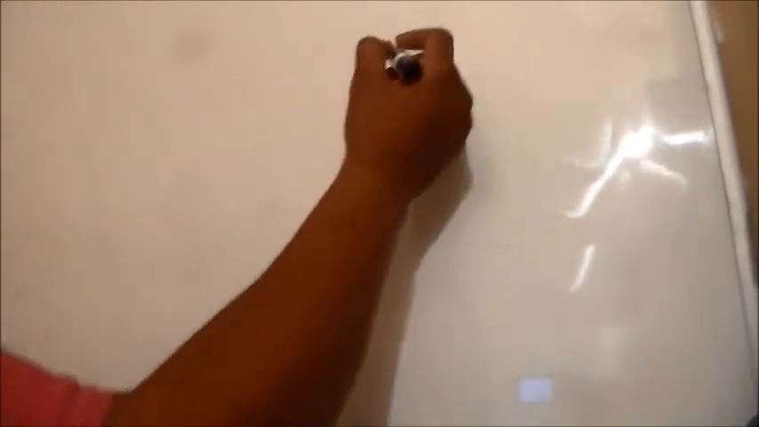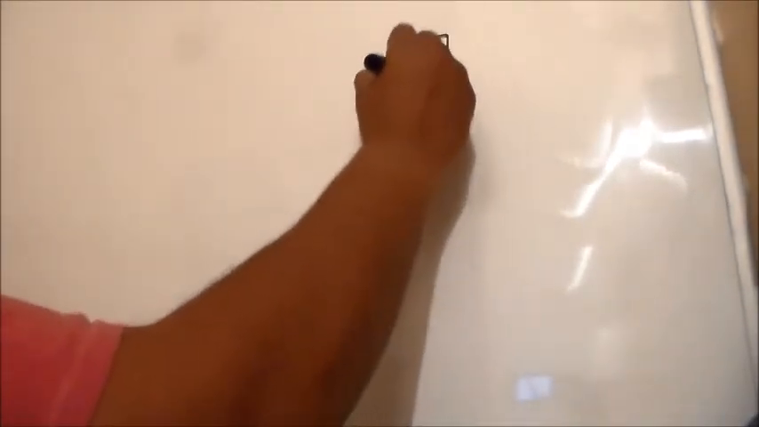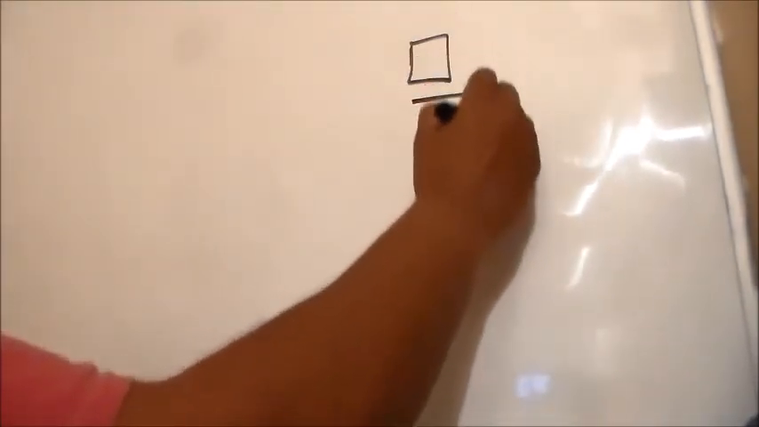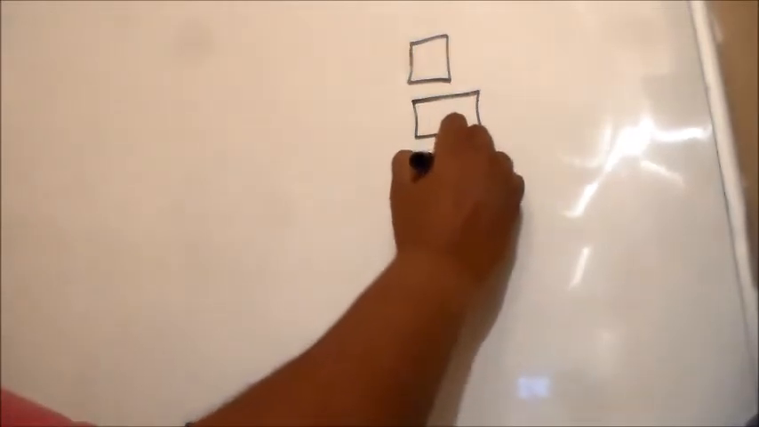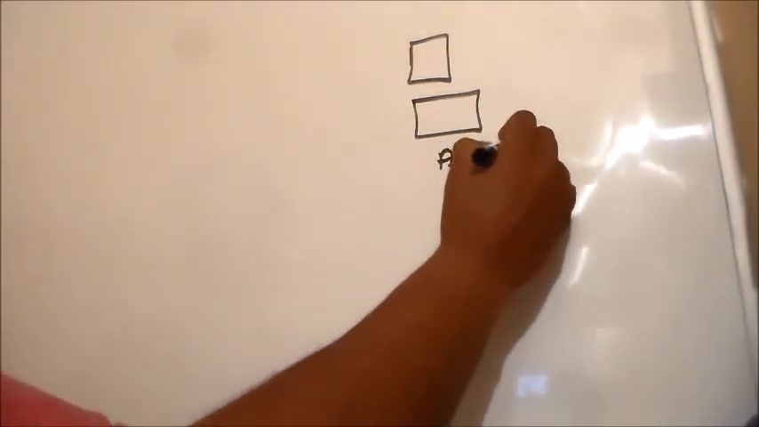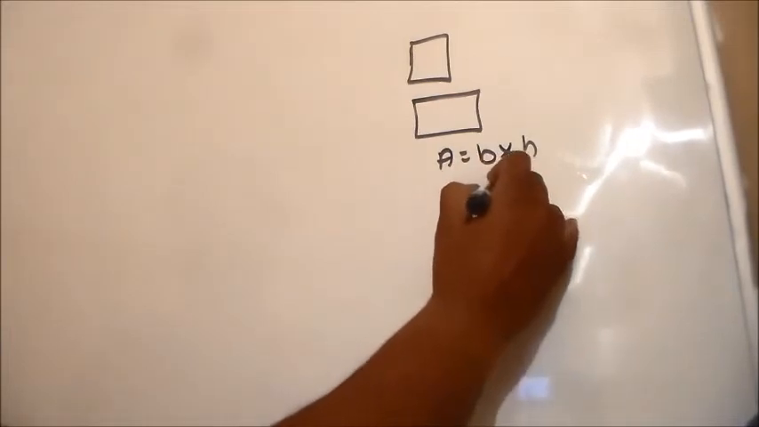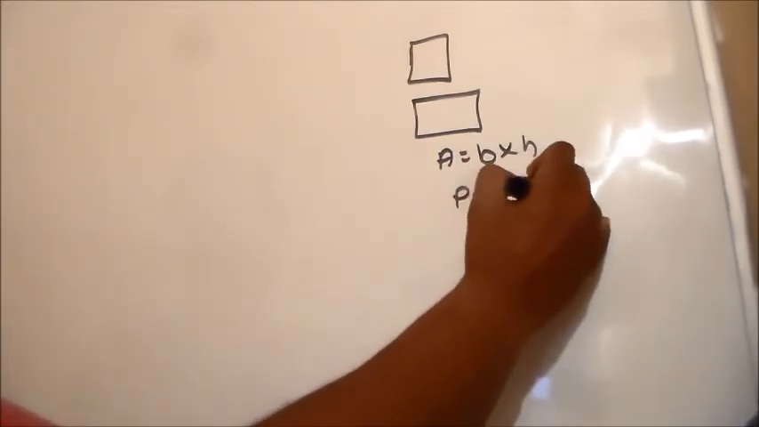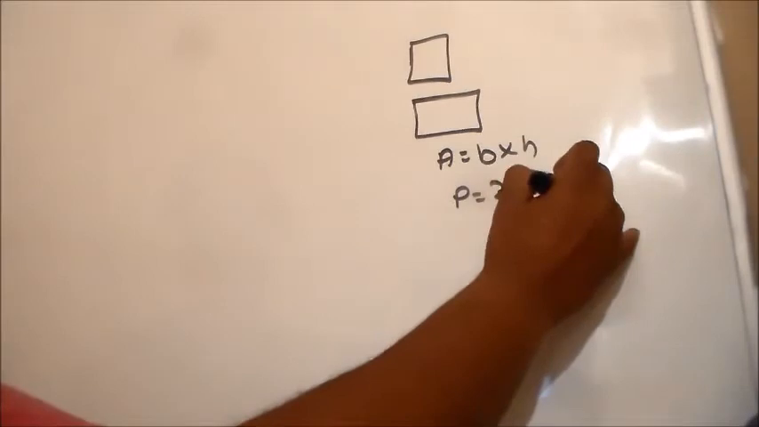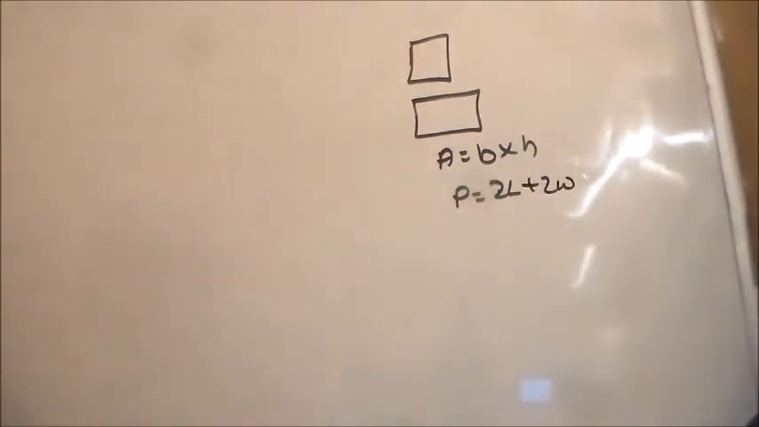Now, when we're talking about a square or a rectangle, area is going to equal base times height. Perimeter is going to equal 2L plus 2W. L represents length and W is width. So I'm going to give you a couple situations here.